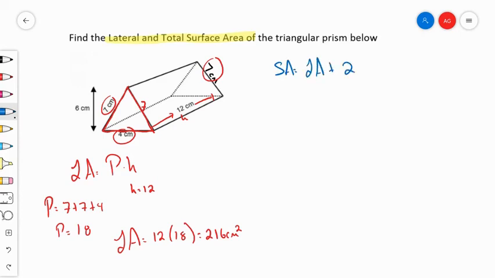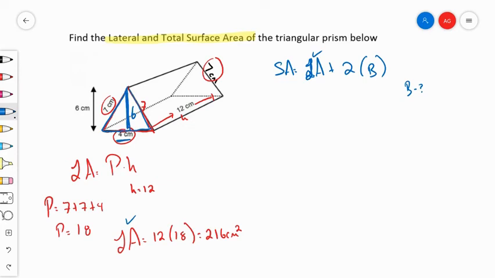If we move on to the total surface area, remember surface area is just the lateral area plus 2 times the area of the base. The lateral area we just found, so I'm checking that off, I'm leaving it off. The only thing I have to figure out is what is B. We have to look at the area of the base. Because the base is a triangle, I need the height of that triangle. It gives me the height of the triangle, which is 6.